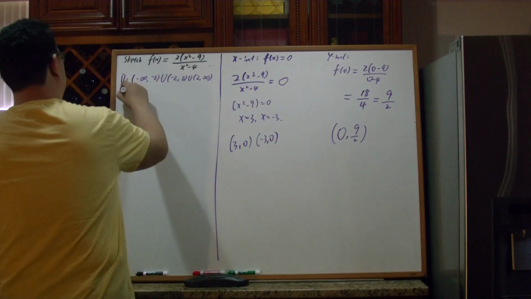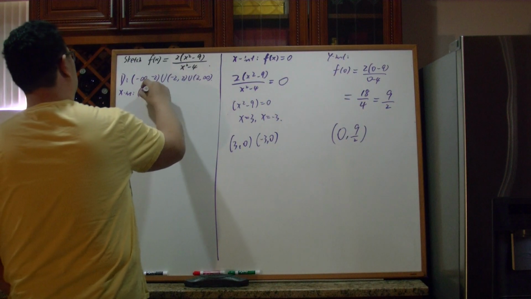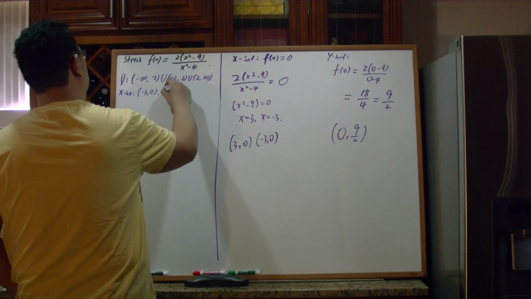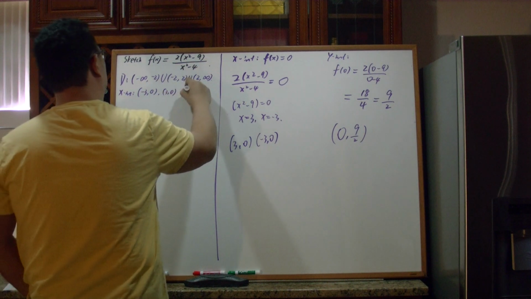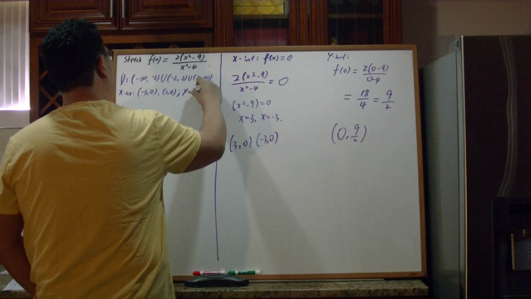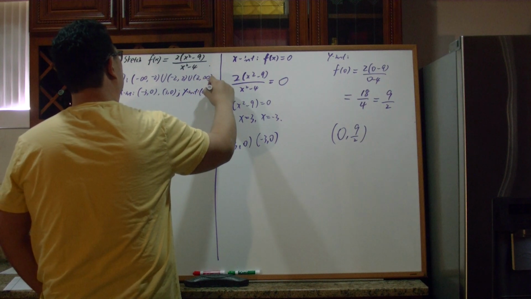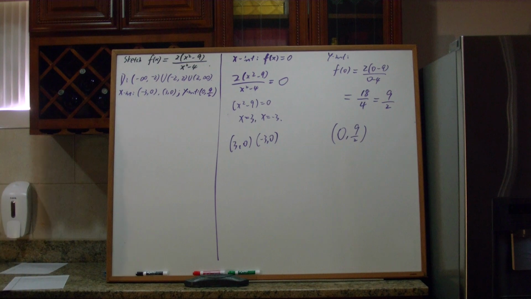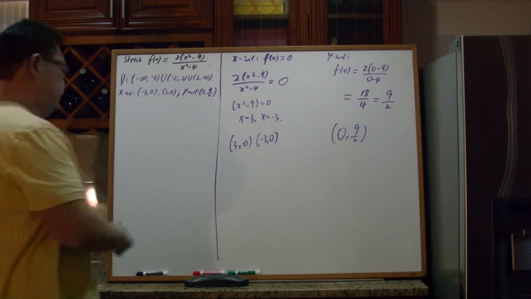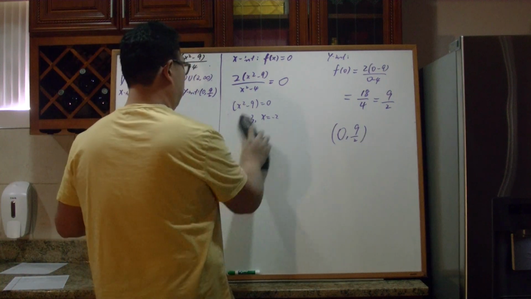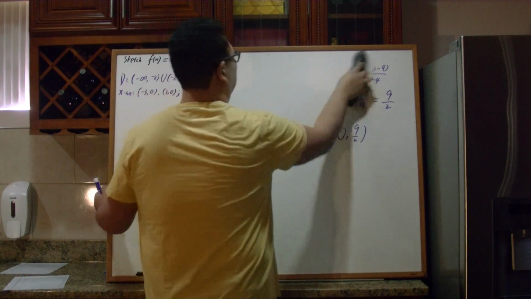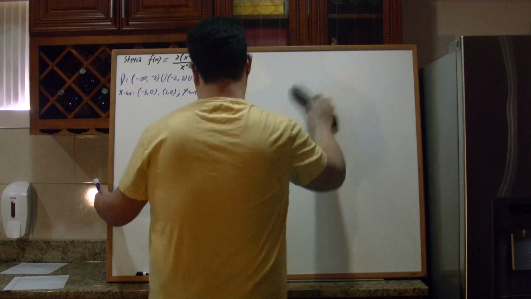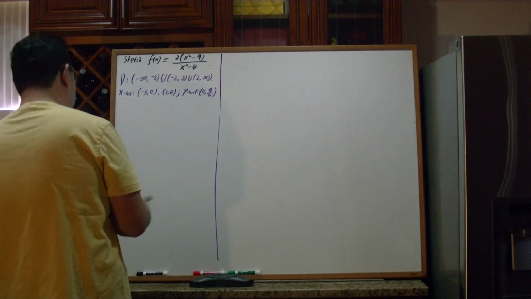So we get x-intercepts negative 3, 0 and 3, 0. Y-intercept 0, 9 over 2. That is the second step, to find the x and y-intercepts. The third thing is the asymptotes.